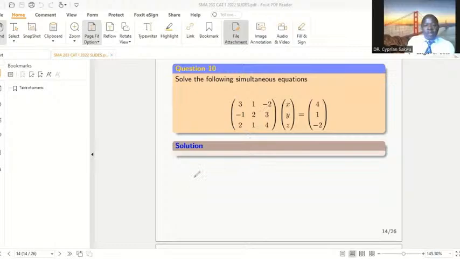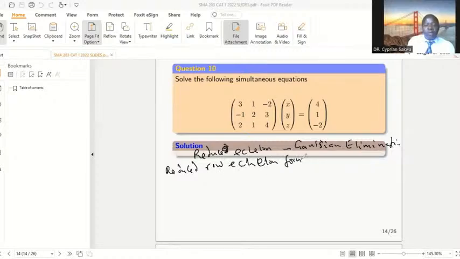We have so many methods of solving simultaneous equations, and I've shown all of them in my videos. One, you can reduce the system to echelon form. And this method is called Gaussian elimination. You can use Gaussian elimination. The other method you can use is by transforming the system to reduced row echelon form. The method would be Gauss-Jordan elimination.